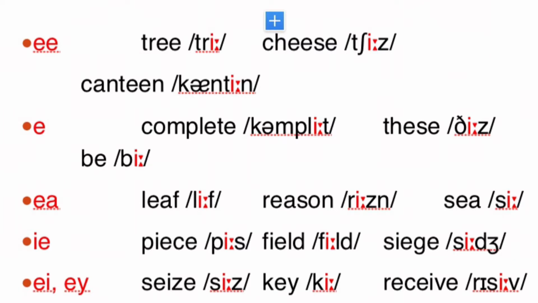Single E, complete. Then E, A. Letters E, A give us the E sound, as in leaf, reason. Letters I, E: peace, field, siege. Letters E, I or E, Y, combinations of these letters give us the E vowel: seize, key, receive.